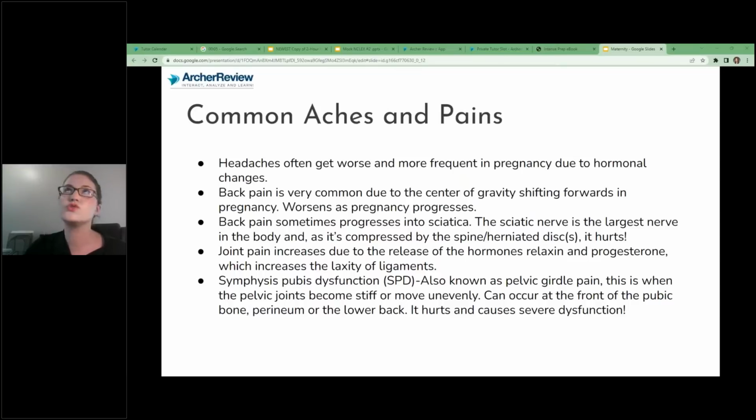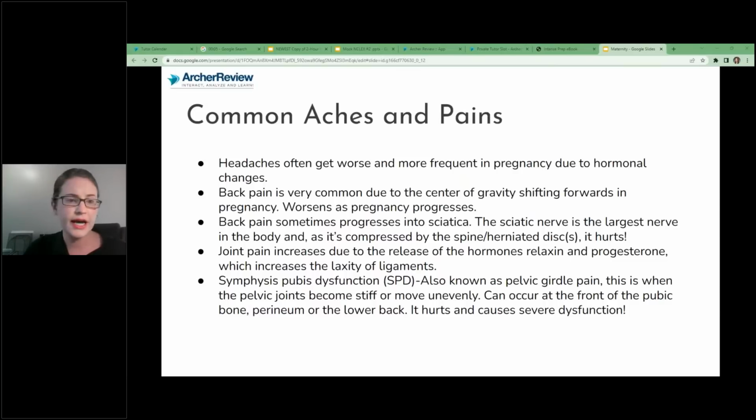Back pain, super common in pregnancy. It's rare I don't hear about this from someone because the center of gravity shifts forward as the pregnancy progresses, and that of course worsens as the pregnancy progresses. So it's really important to teach your patients to stretch frequently, and actually pregnancy yoga is especially helpful for managing back pain. You can also do pregnancy support belts. Those are very effective as well.